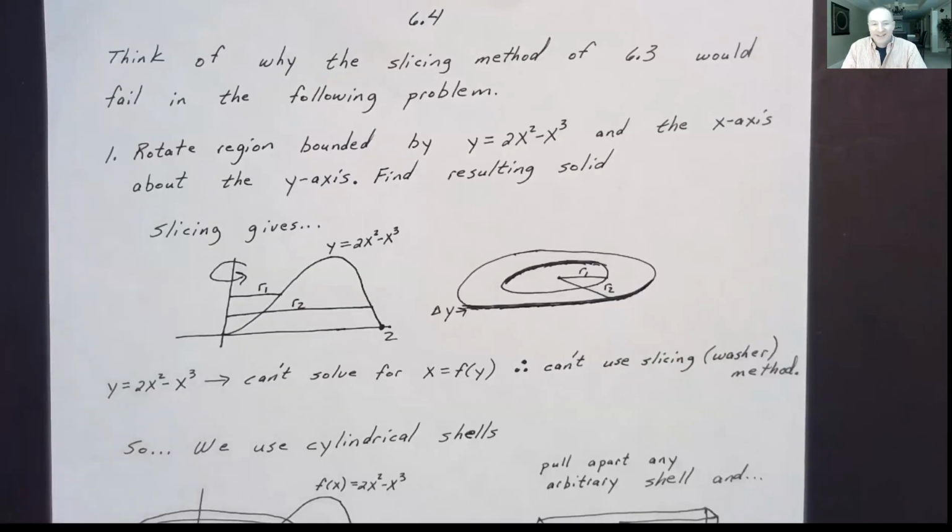Hi all. Let's go ahead and talk about section 6.4, which is still finding volumes of solids of revolution. Now, this is going to teach us another method in this section, though. So the last section we did slicing.